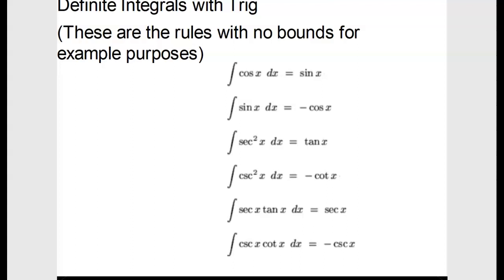Trig, I gave you the antiderivatives without bounds on them, but the rule would be the same. So if this was from 0 to pi, then you would have tangent of pi minus tangent of 0. So you'll just have numbers on these, but this is a great little reference sheet.